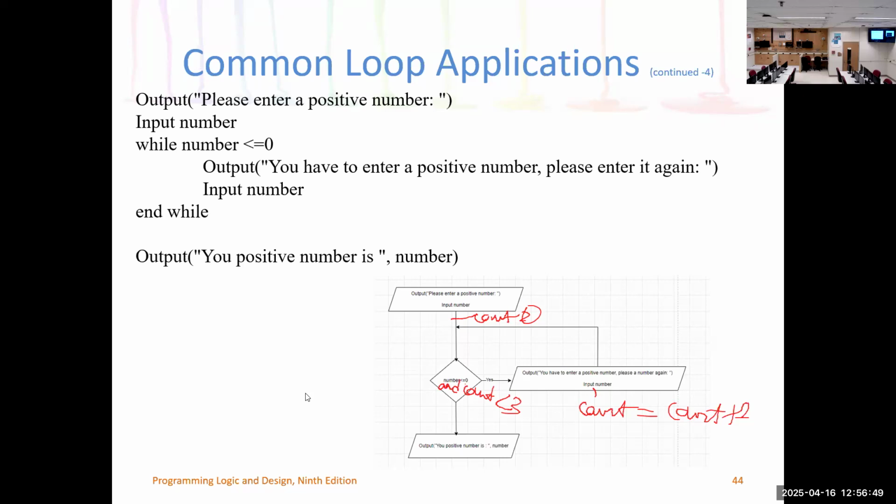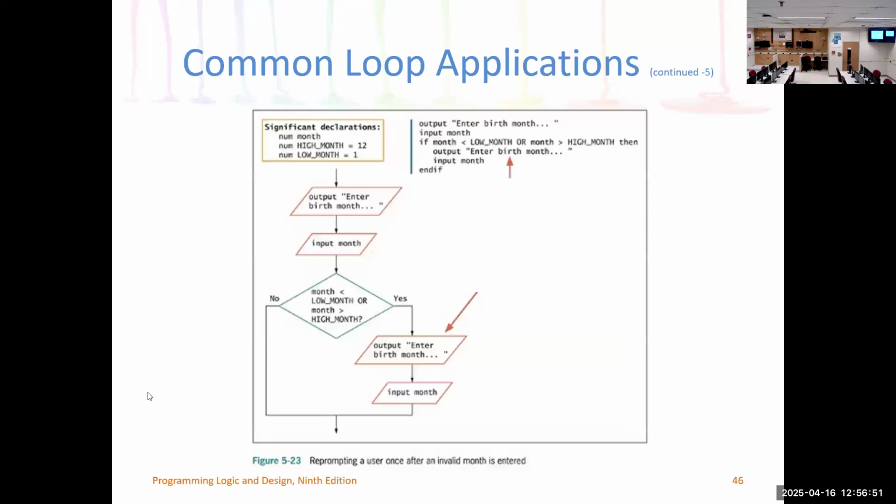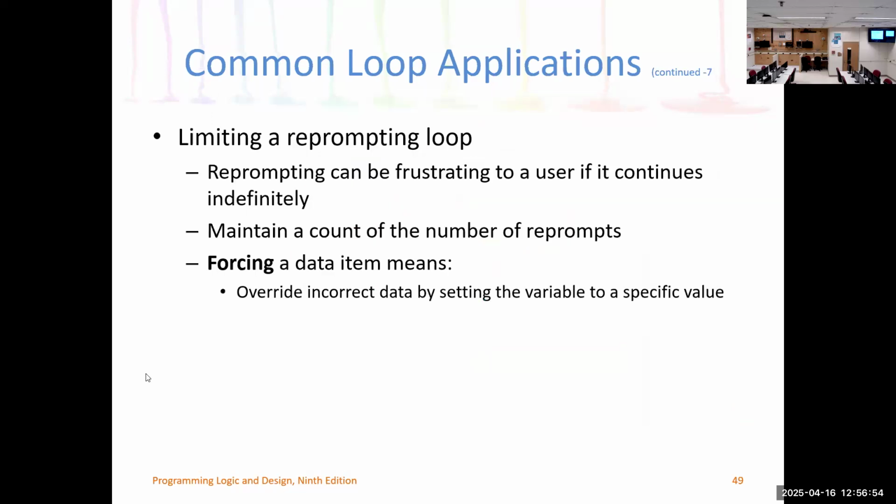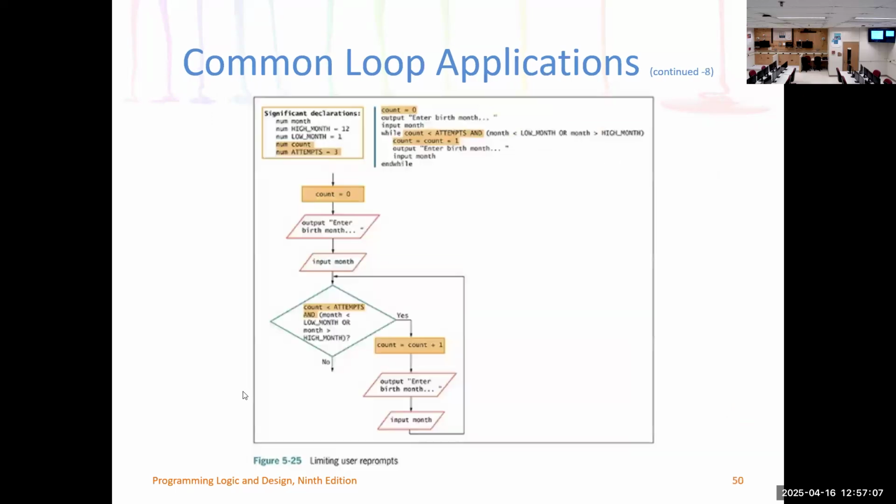You can limit the number of entries here. Limit the reprompt loop here. Reprompting can be frustrating to the user if you continue indefinitely. So you can maintain a count of the number of reprompts, forcing the data item here. See, you use the counter here. You use the counter number 3, you initialize it to 0 here, and you check here. So every time, remember that you have to increase it by 1. Okay.